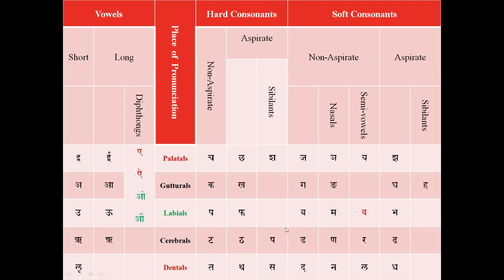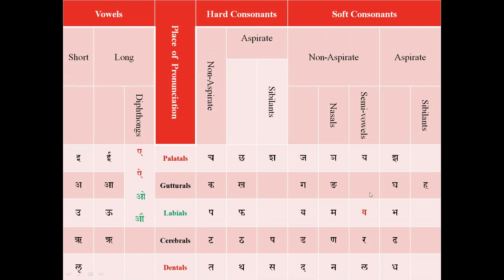Va. Where is Va? What is Va? Dental. Va is first a semi-vowel, right? It is a semi-vowel. Va is not only dental. It is labial plus dental. That is why Va, you can see here, is marked in red color, labial and dental. So Va is labial plus dental.